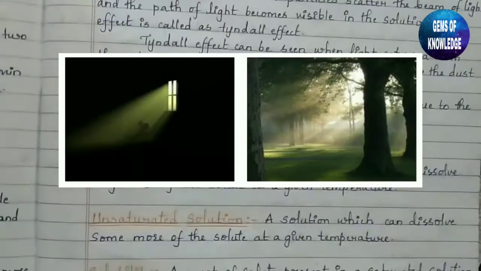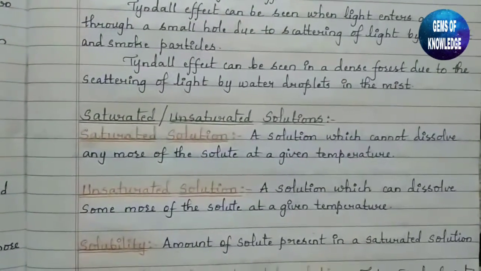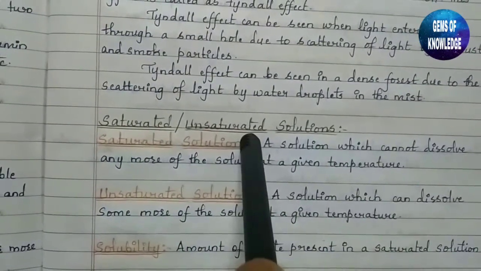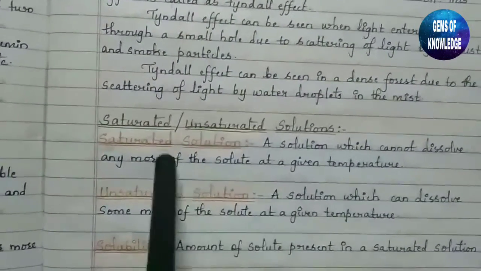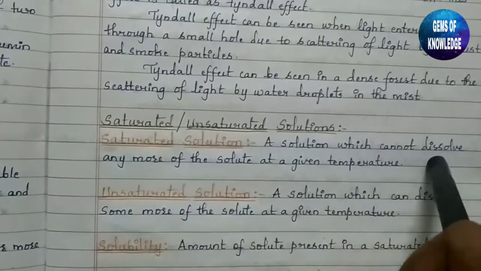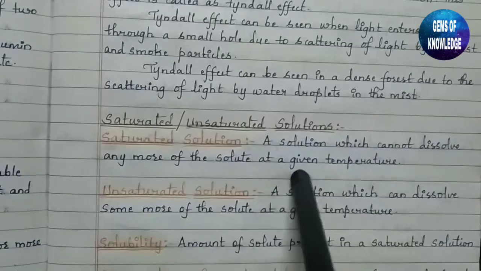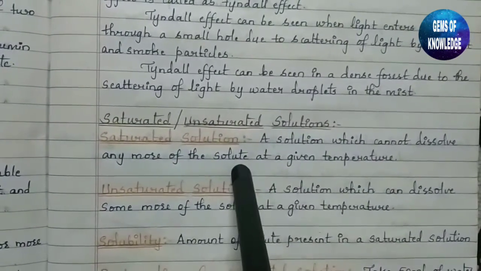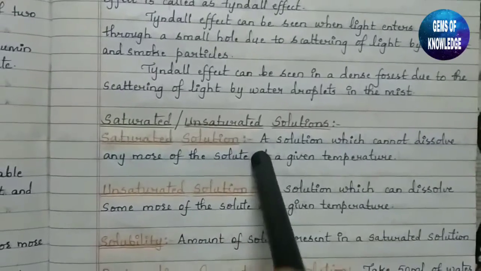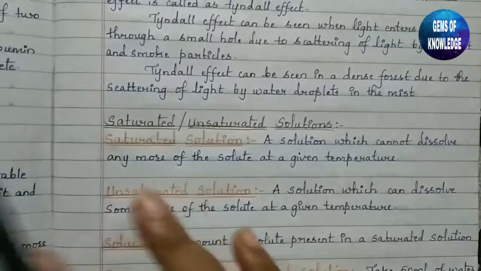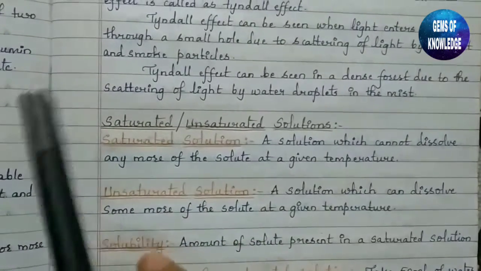Next, coming to saturated and unsaturated solutions. We should know what a saturated solution is as well as what an unsaturated solution is. First we will see what a saturated solution is. A saturated solution is a solution which cannot dissolve any more of the solute at the given temperature. If we dissolve salt, whatever the solute we are dissolving, it will no more dissolve.